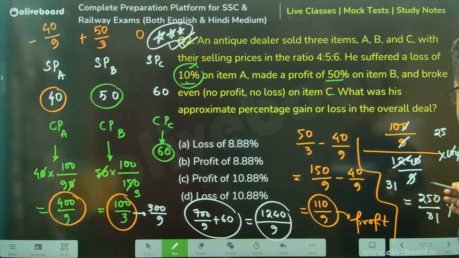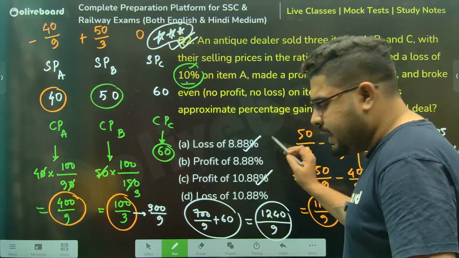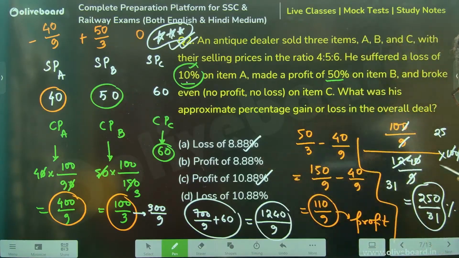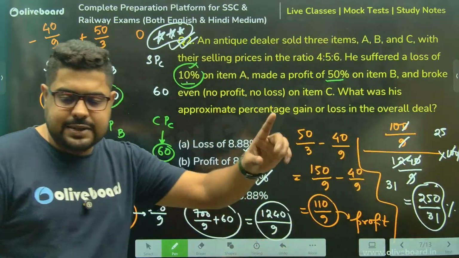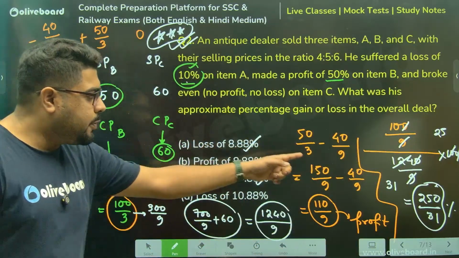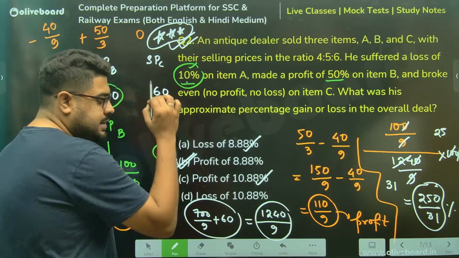Total profit, sir. This is less than 10%. Please understand, options are two values, 8.88 and 10.88. Very clearly I can say this is less than 10, sir. Because 10% would have been 310 by 31. And there is a profit going on. So a profit of 8.88%, option B must be my correct answer.